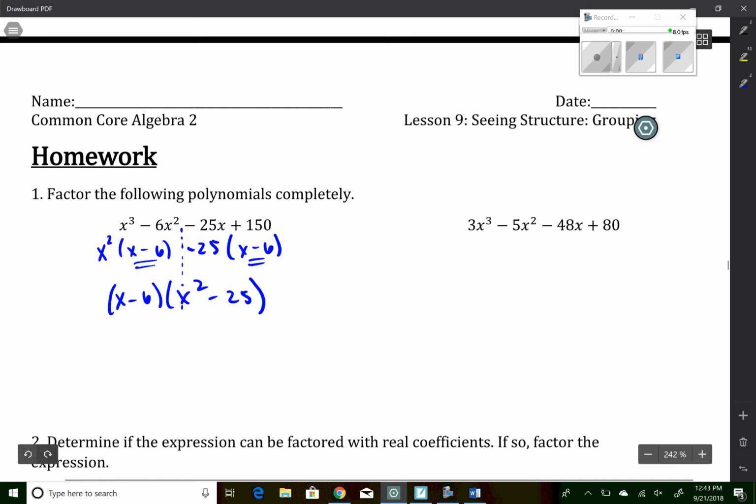Ask that question I keep asking in class: can I still factor? And the answer is yes. So I can factor x minus 6, x minus 5, and x plus 5.